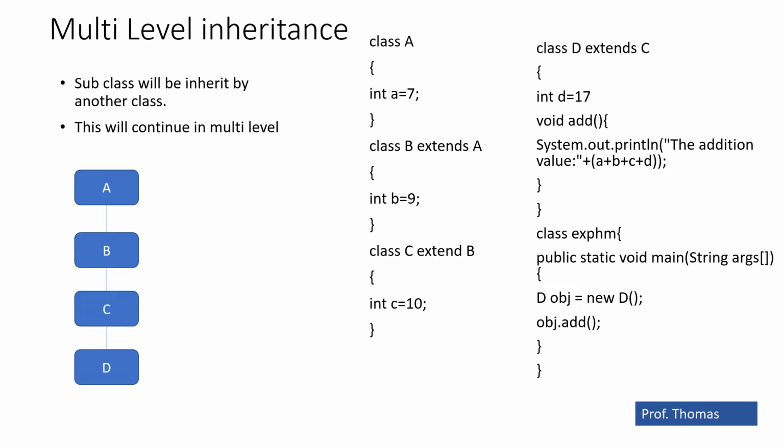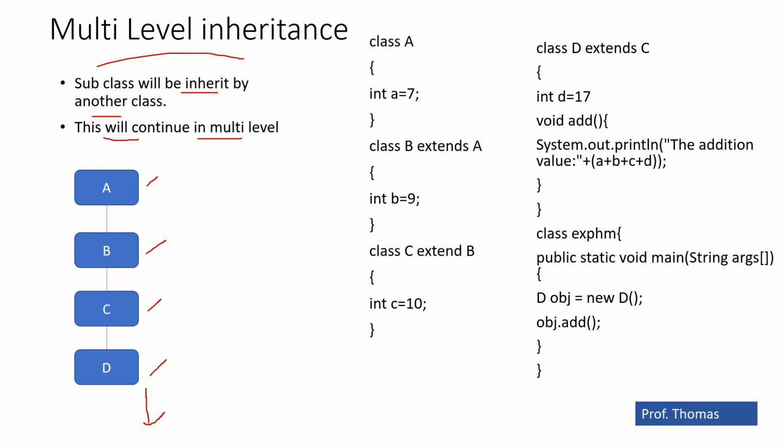In multi-level inheritance, the subclass will be inherited by another class. This will continue in multi-level. That means the subclass can also act as a superclass for another class. For example, A is a superclass for B, B acts as a superclass for C, and C acts as a superclass for D. This will continue multi-level.